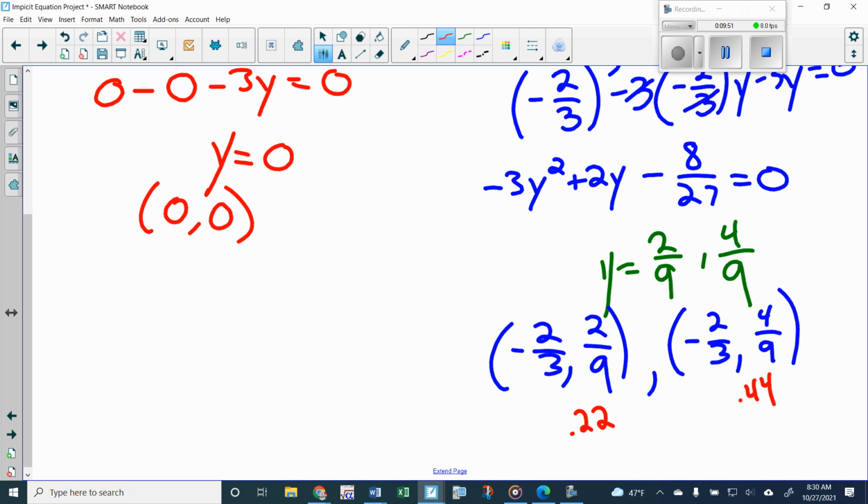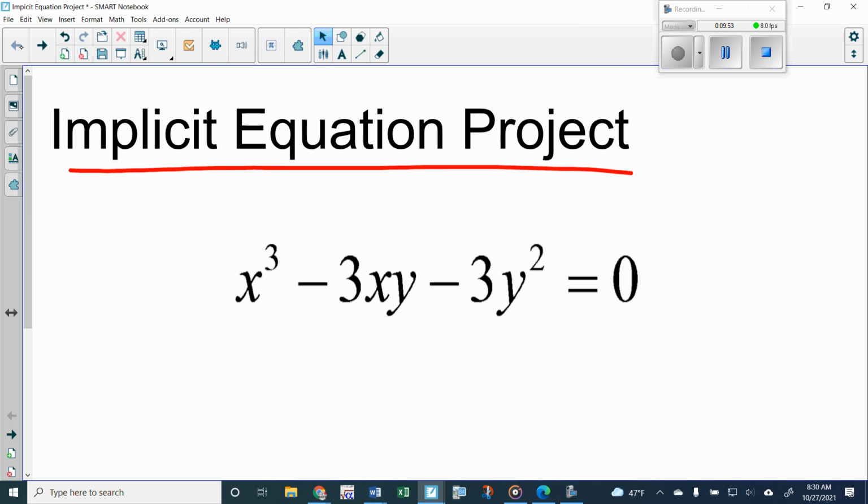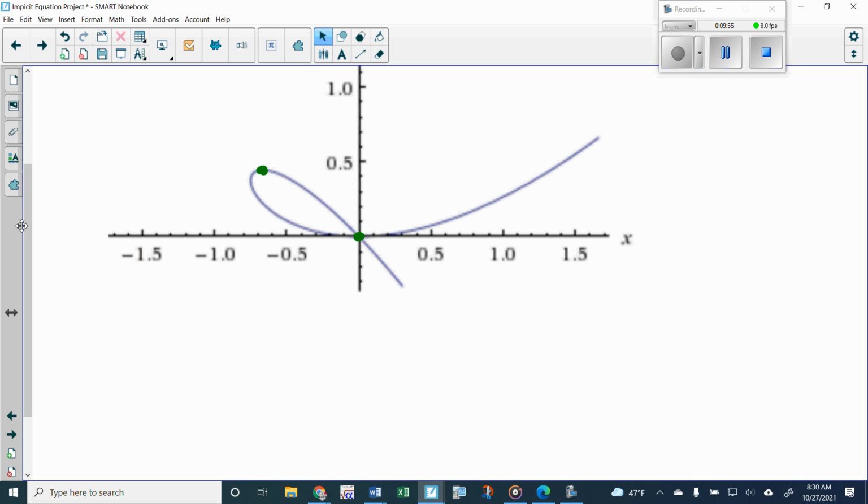Now, if we go back to our graph, you'll notice we have those 2 points. This point here is negative 2/3, 0.44, right? So this point is negative 2/3, 4/9. Does that point look like a horizontal tangent?